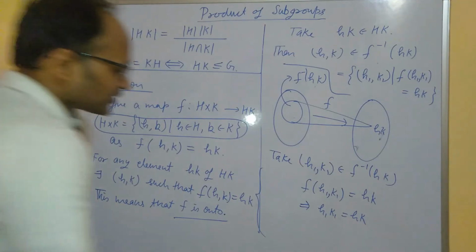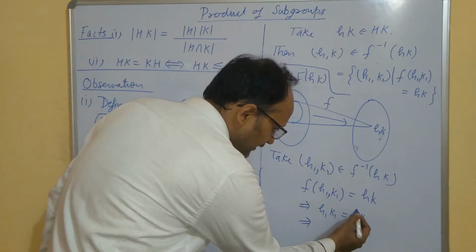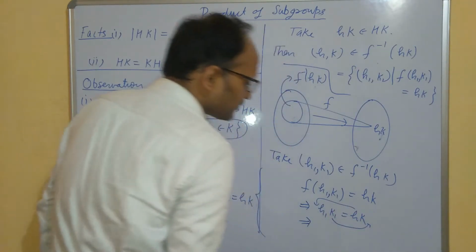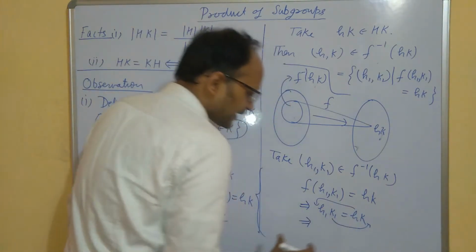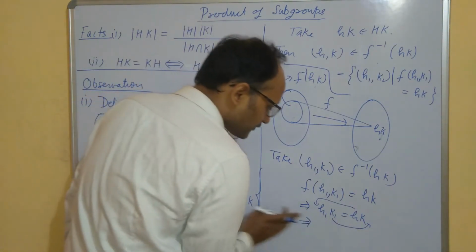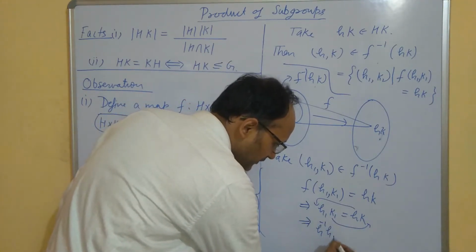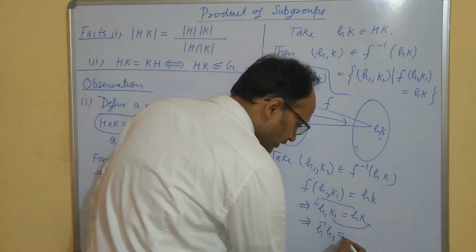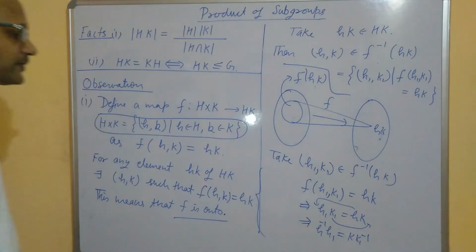If this is the situation, then what will happen is that you may take this h to be this side and this k to be this side, means we will multiply both right hand side and left hand side by h inverse from left. So when we multiply it by h inverse, it will be h inverse h1, and we will multiply by k inverse from right, so it will become k1 inverse.